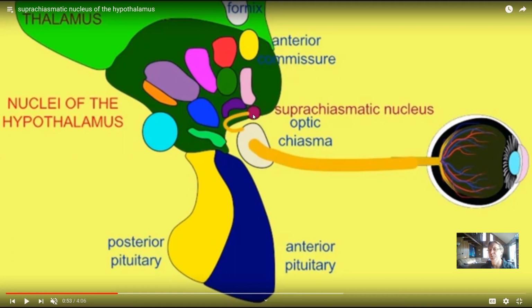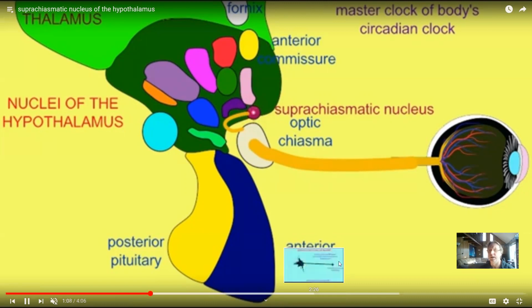And so that's the suprachiasmatic nucleus of the hypothalamus. Now, it would keep a circadian rhythm on its own, even if you were in a cave deprived of light. But if you notice how close it is to the optic nerve, it is getting input from the eye. And so when it's setting your body's timepiece, it is very well aware of when it is light outside versus when it is dark outside.